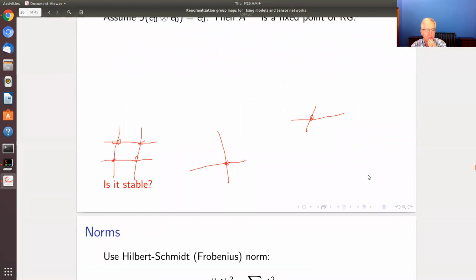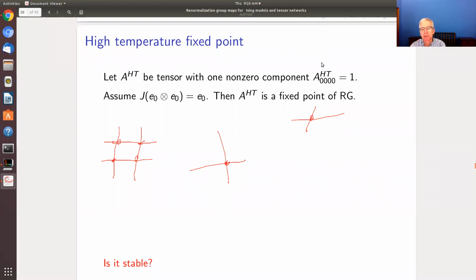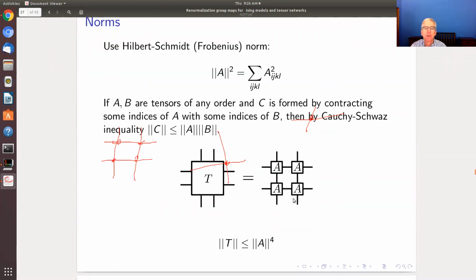Okay, is it stable? By stable, I mean that if I take this thing and I add a small perturbation and I do the map, do I get back this high temperature tensor plus an even smaller perturbation? So I need a norm if I'm going to talk about the size of these tensors.